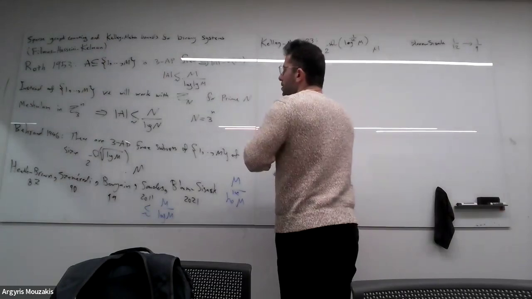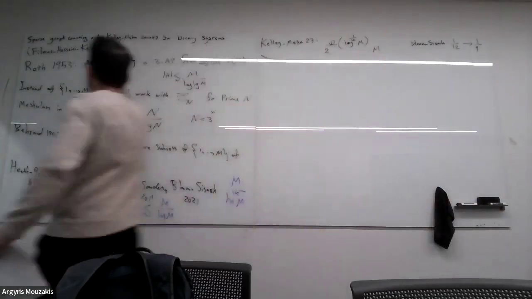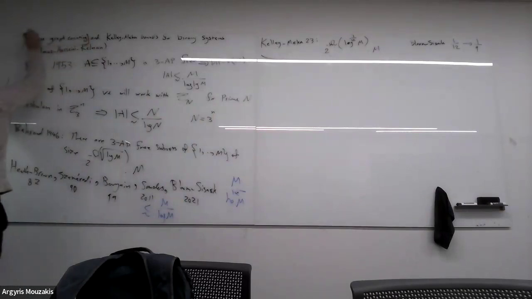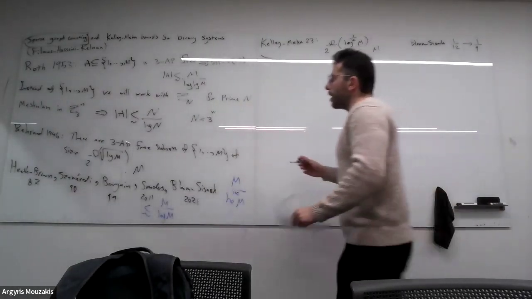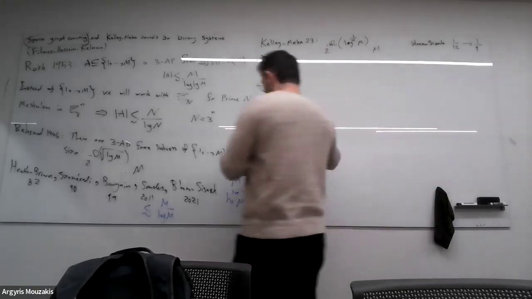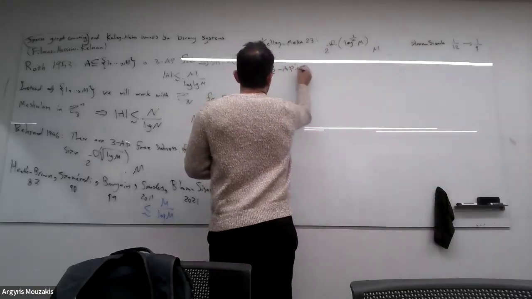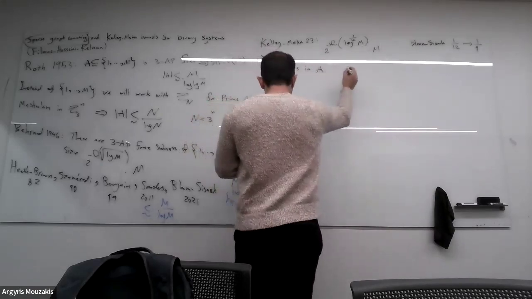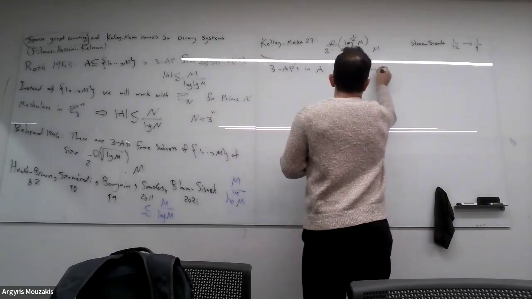Okay. All right. So now let's talk a little bit about this part, sparse graph counting. So counting 3 APs is closely related to counting triangles in graphs. So what I want to say is there is some kind of correspondence between 3 APs in A and triangles in some graph.